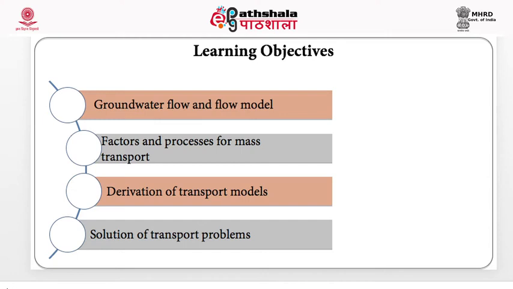The first objective would be to understand groundwater flow and flow model. Then we will focus our work on factors and processes that affect mass transport. Subsequently, we will move to derivation of transport models, and finally we will solve transport problems.